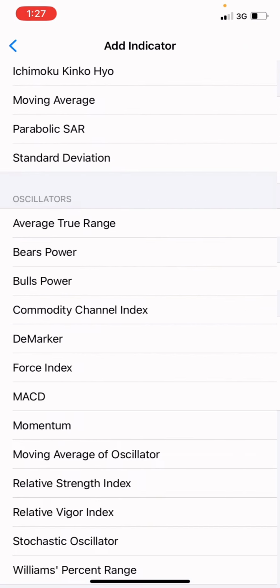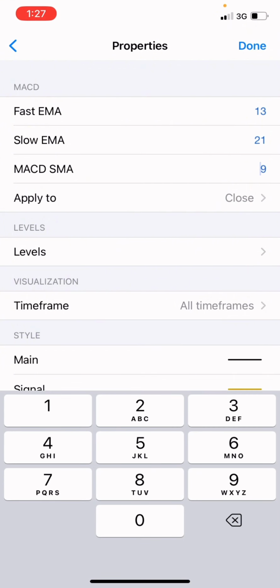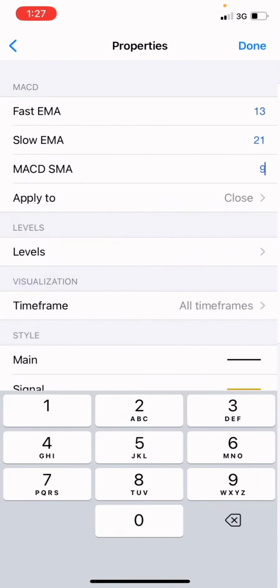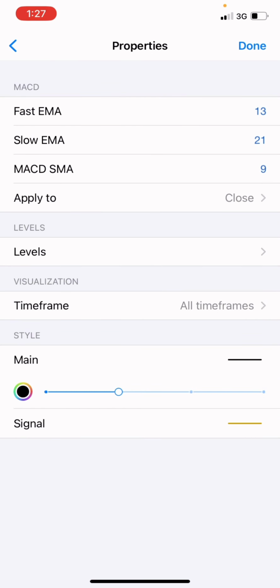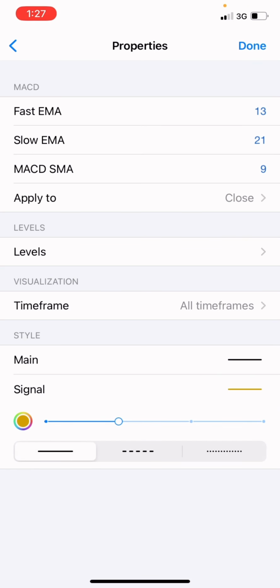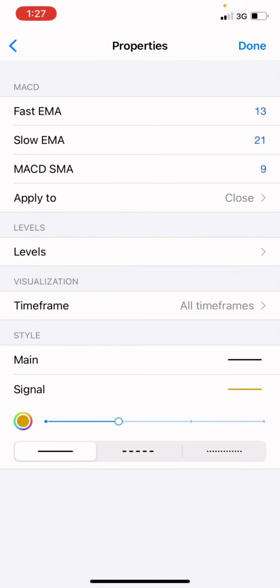Choose MACD, the fast EMA 13, the slow EMA is going to be 21, while the MACD SMA is going to be 9 right here. Then you apply to close, all time frames, the main color is black, the style is 2 pixel, while the signal is 2 pixel, the color is brown, yeah, light brown. Then after that you click on done.